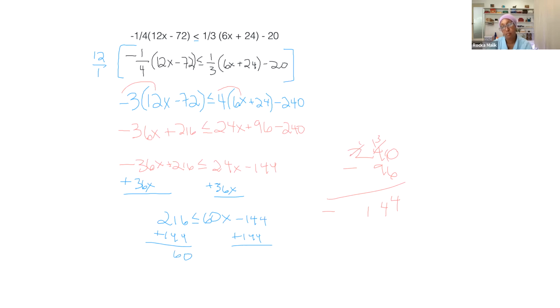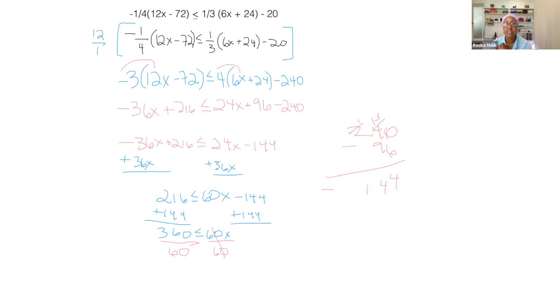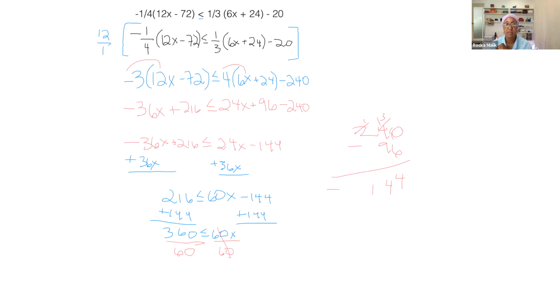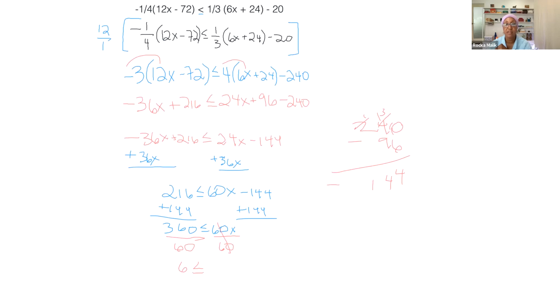360. 360 is less than or equal to 60x. I want to divide both sides by 60. 60 goes into 360 6 times. 6 is less than or equal to x.